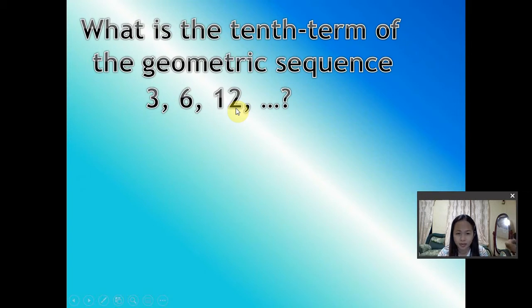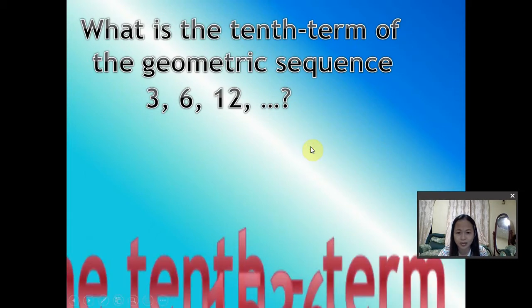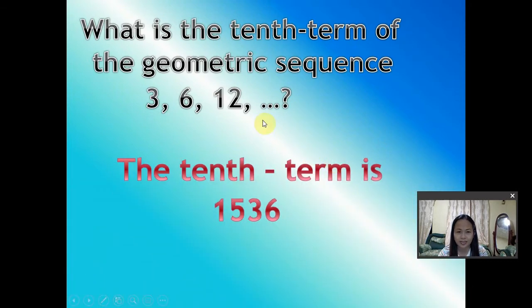Then 24 times 2, that's 48. Then 48 times 2, that's 96. 96 times 2, that's 192. Then times 2, it's 384. Then 384 times 2, it's 768. And 768 times 2, and that is 1,536. So that is our 10th term.